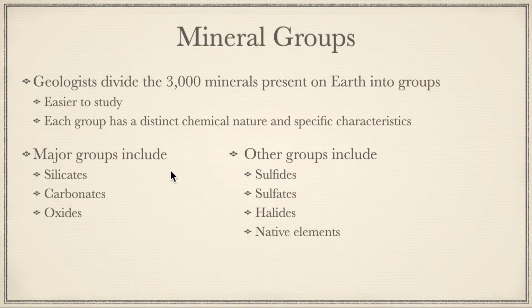So the major groups we're going to talk about include the silicates, which we already talked about. Most of the minerals we have are silicates. You have carbonates, you have oxides, you have sulfides, you have sulfates, you have halides, and then we have the native elements.